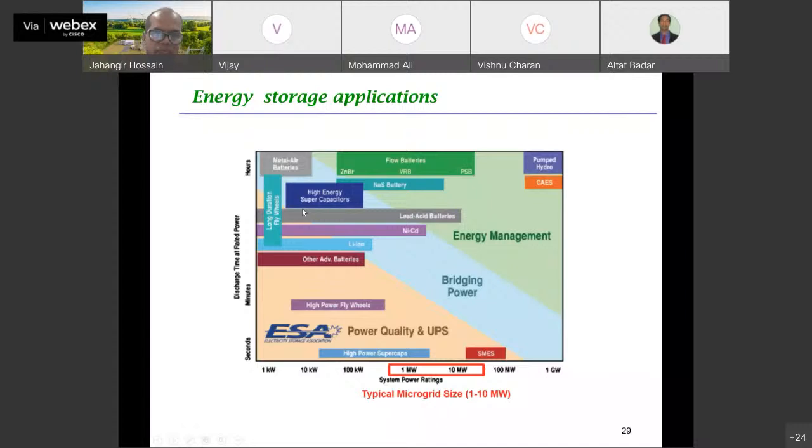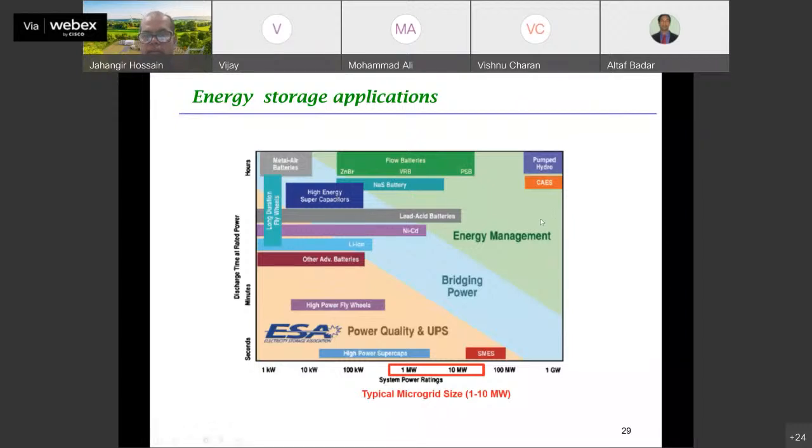If you want it for a longer period, then I think a flow battery is better than lithium ion. You could also think about the flywheel, which is mechanical, and could also be used for a longer duration. If you want very fast energy storage, then a supercapacitor might be a good option.